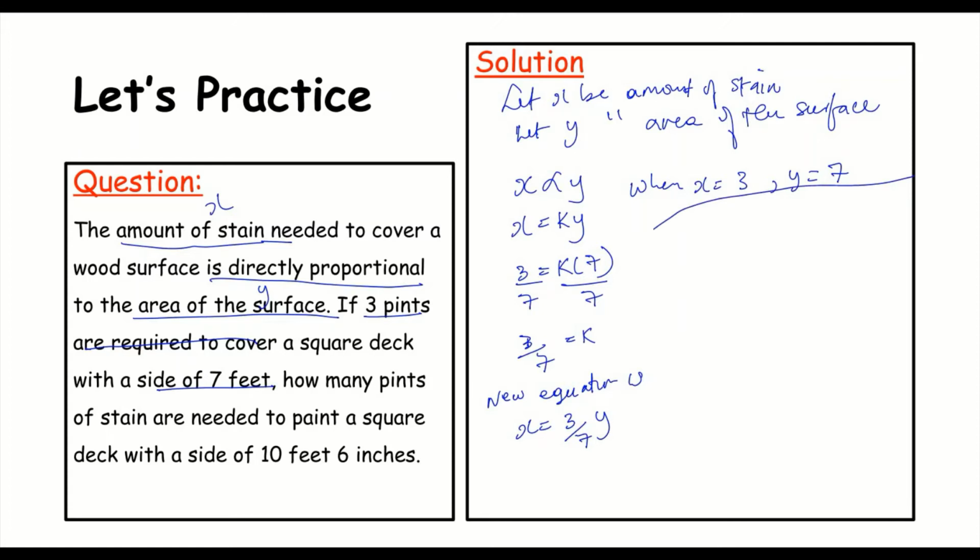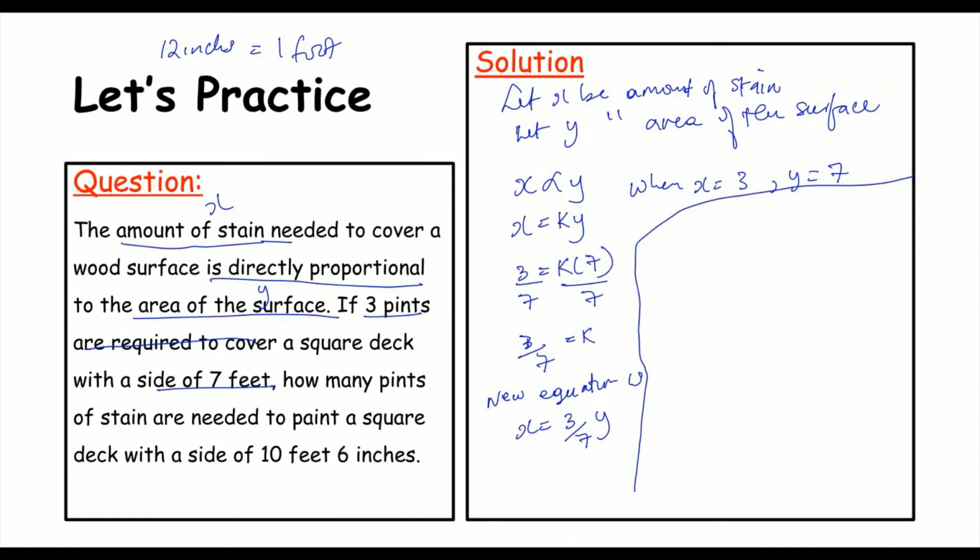Now the next part of our question says we are to find how many pints of stain are needed to paint a square deck with a side of 10 feet 6 inches. So we know that 12 inches make 1 foot. Hence, if we have 6 inches, that means that we have half a foot. Hence, this 10 feet 6 inches is the same thing as saying 10.5.